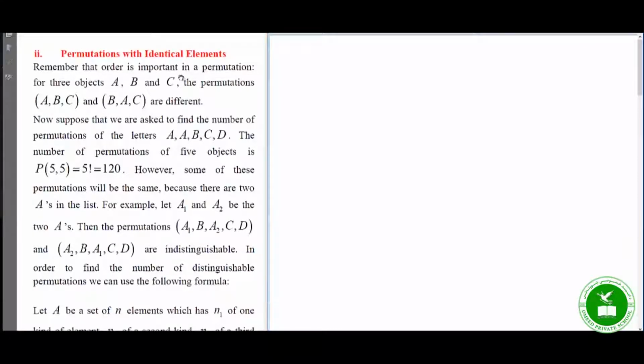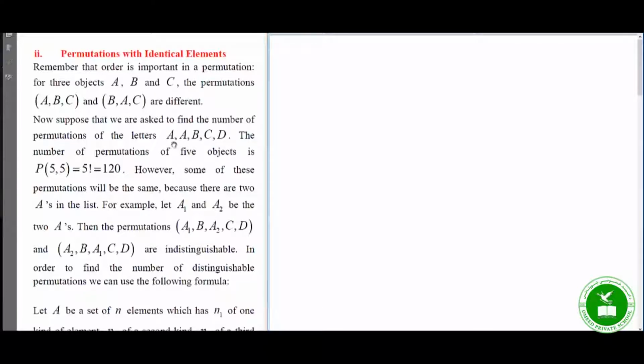...restrictions or with conditions. What if we have the same elements in a set? In that case, what should we do? For example, here we have A, B, C, three different elements, so its permutation is easy. It's 3 factorial, or permutation of 3 from 3.